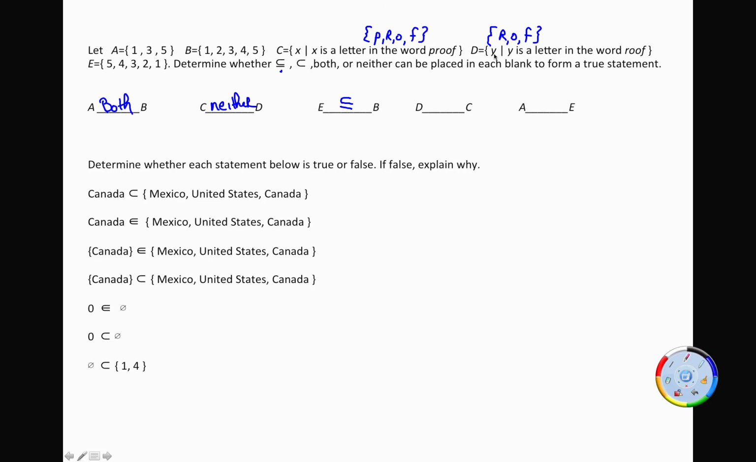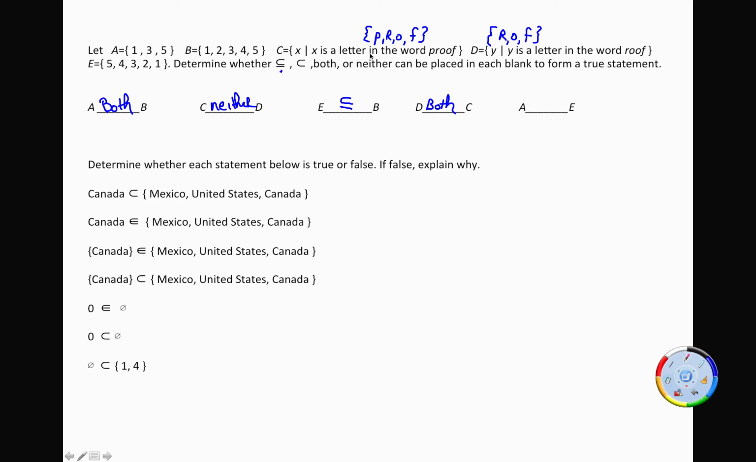D and C. Okay, here's D and here's C. Now this time, I want to know if there are any elements in D that are not in C, because this has D listed first, right? So every element of D must also be in this set, and it is, so I can use the subset symbol. The question just becomes, can I also use the proper subset? And if they're not equal, which they're not, then I can use both.